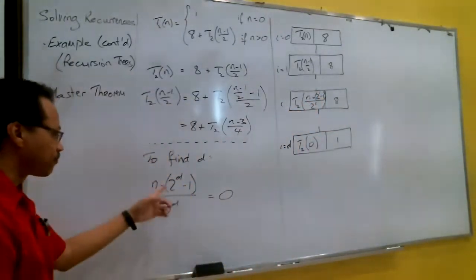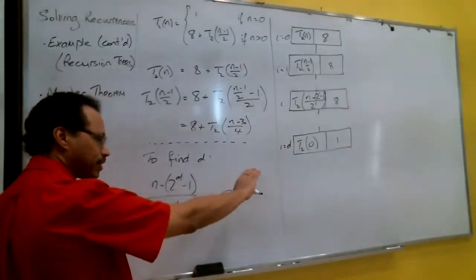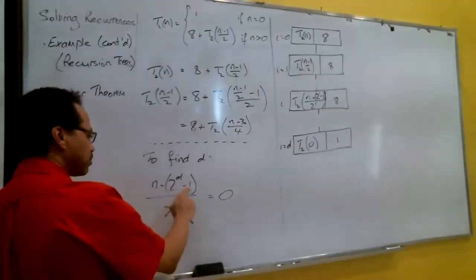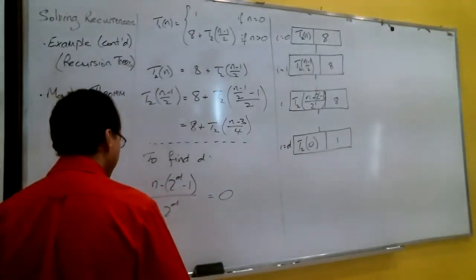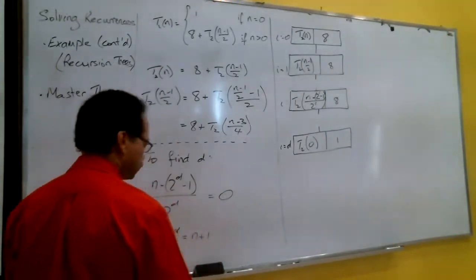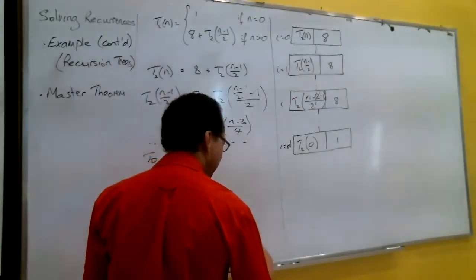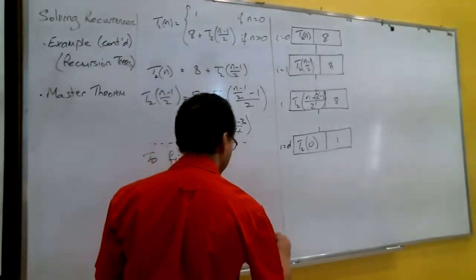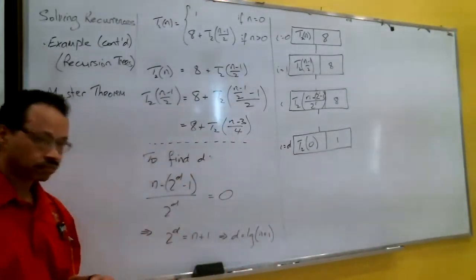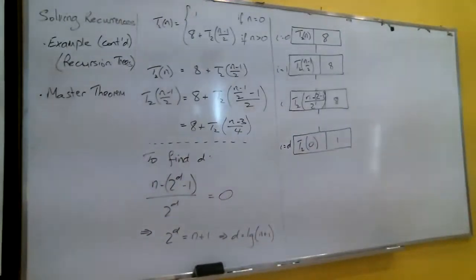Now, of course, when you simplify this, just multiply by 2 to the D, that goes away. This is n plus 1 minus 2 to the D. And so what this means is that D is log base 2 of n plus 1. Right? You got that. That's excellent.